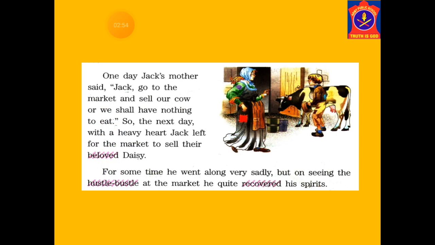So children, the next day Jack with a very heavy heart means that he was very sad to sell the cow, but there was no other option left, so he left for the market with the cow. On the way he was very sad, but the moment he reached the market and saw the hustle bustle, the noise, the movements, the activities going on in the market, he was happy again. He quite recovered his spirit, children. It means that he became happy again.